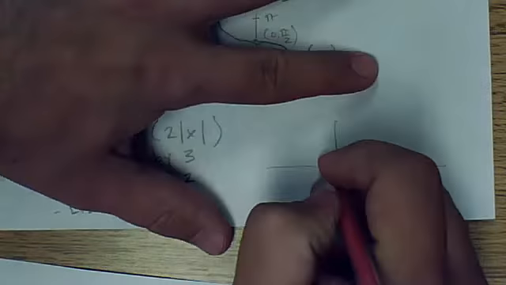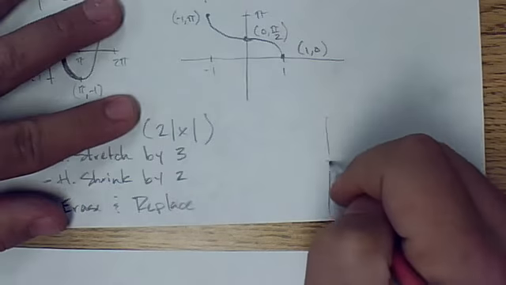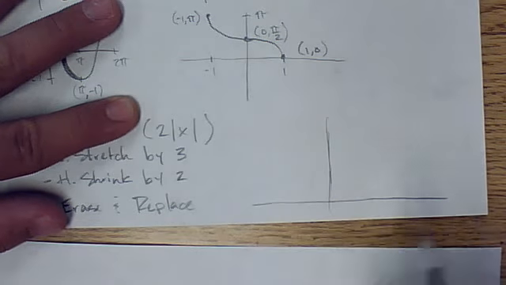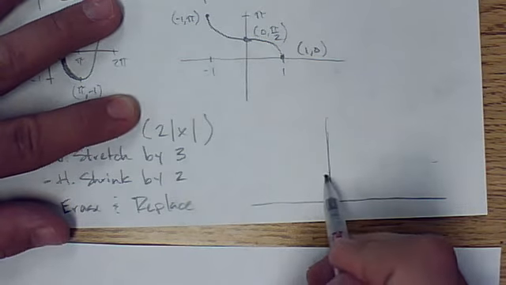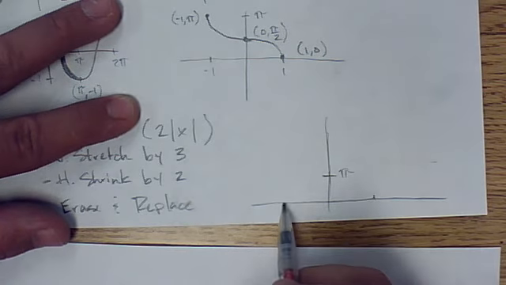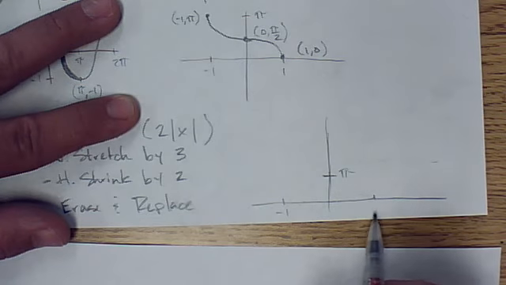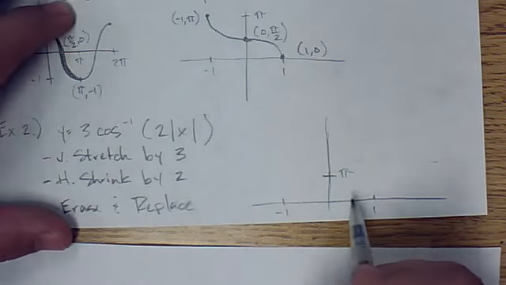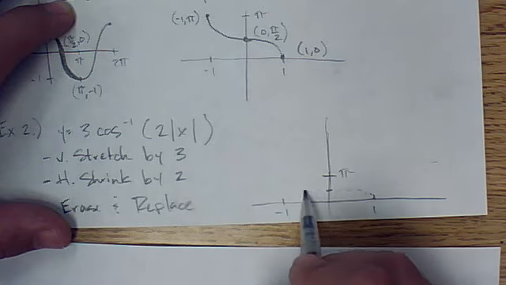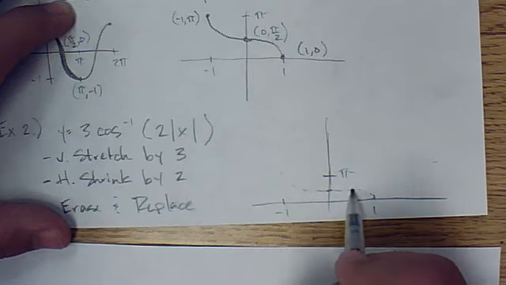I'm going to change this up a little bit. Give myself a little room up top since I have that vertical stretch. There we go. So let's say this is pi. And there's 1, -1, and there's pi over 2. So my parent function looks like this.